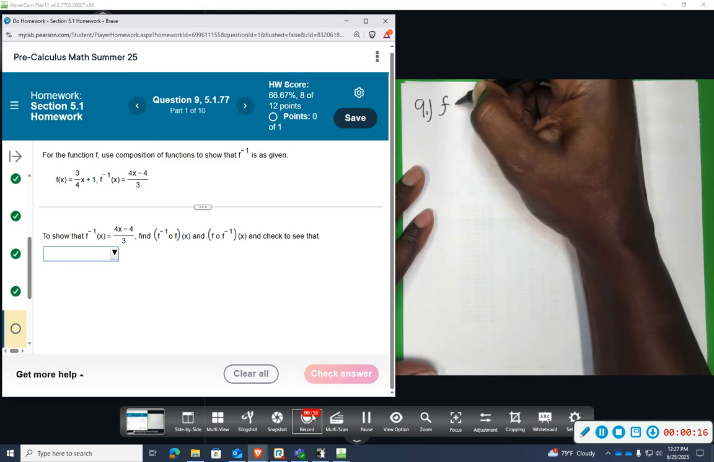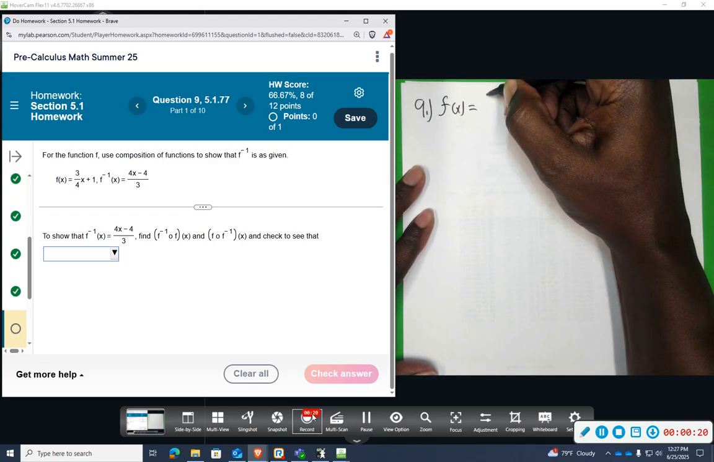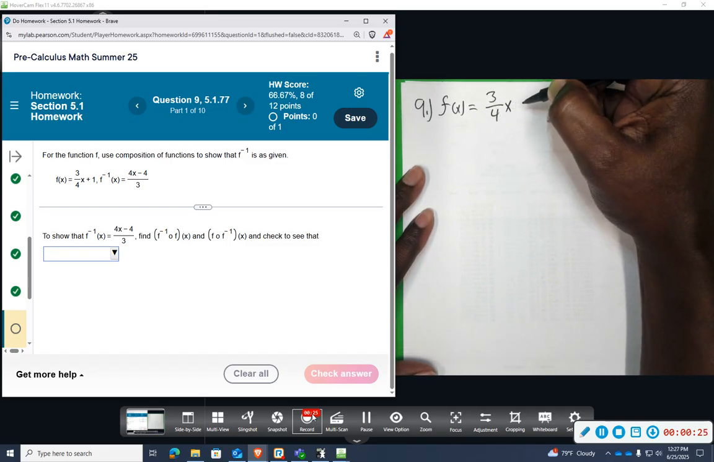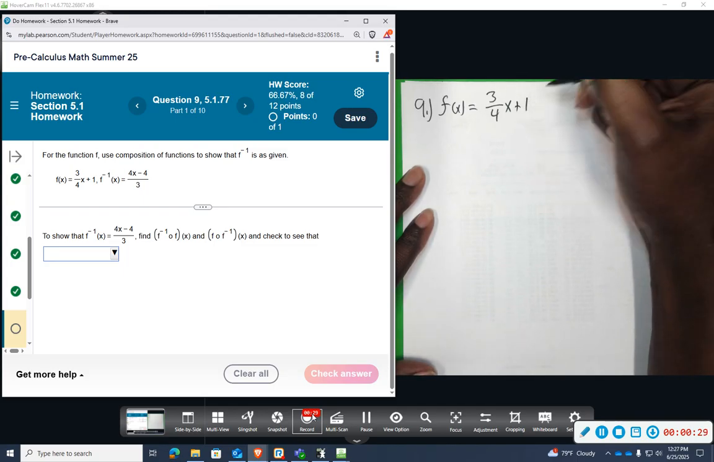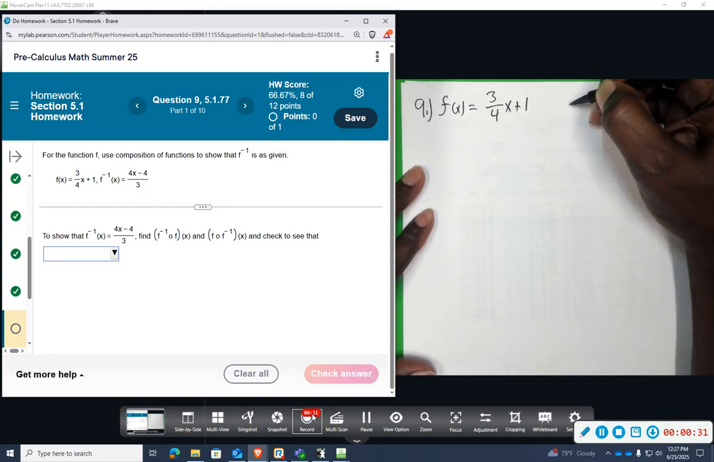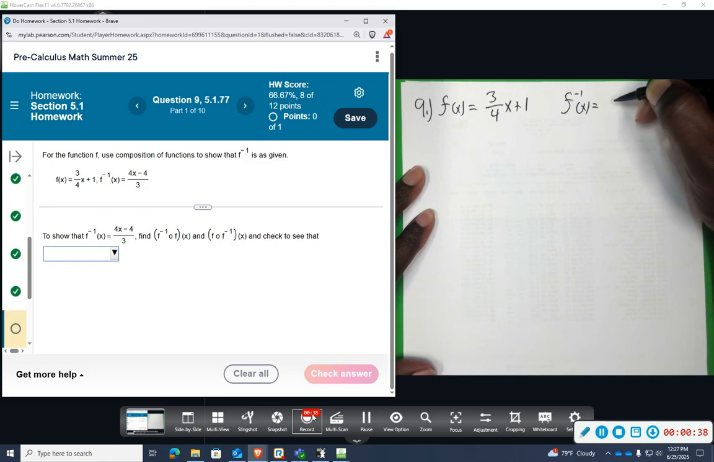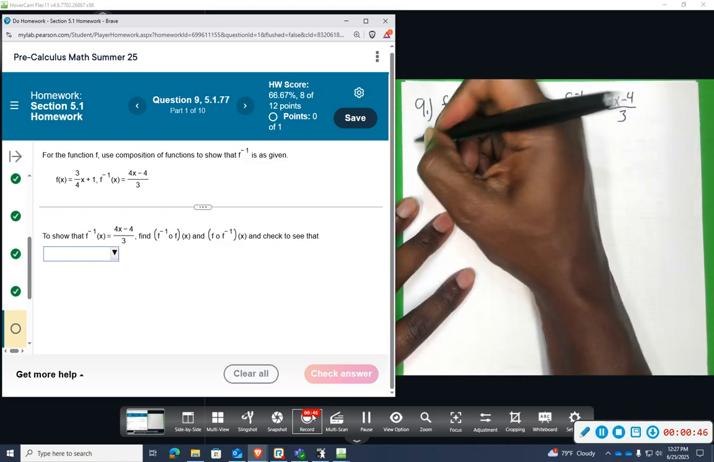So we are given f of x. So the original function is 3 over 4 times x plus 1. And then our f inverse function is 4x minus 4 all over 3. Okay, so the first thing we want to do is show the f inverse of x.